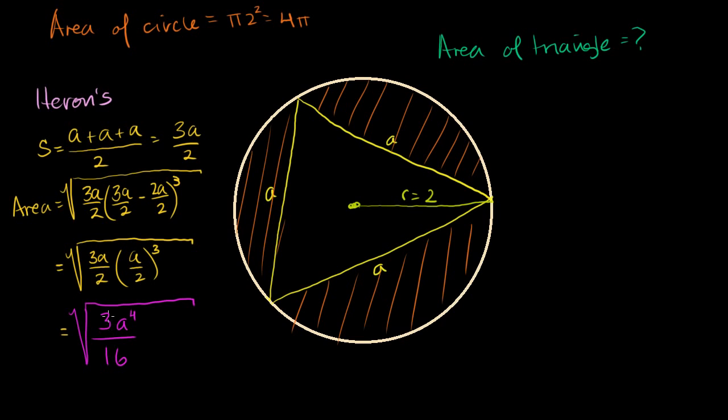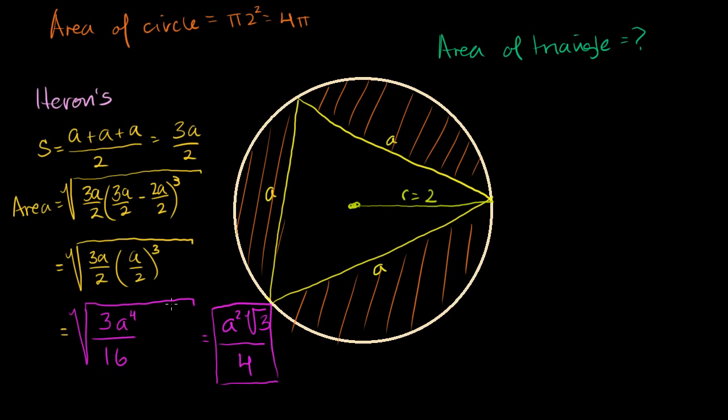That's 16. And then if we take the square root of the numerator and the denominator, this is going to be equal to the square root of a to the fourth, which is a squared, times the square root of 3 over the square root of the denominator, which is just 4. So if we know a, using Heron's formula, we know what the area of this equilateral triangle is. So how can we figure out a?